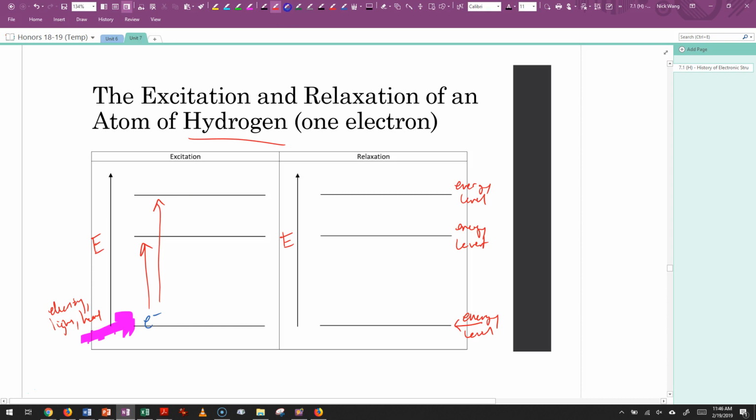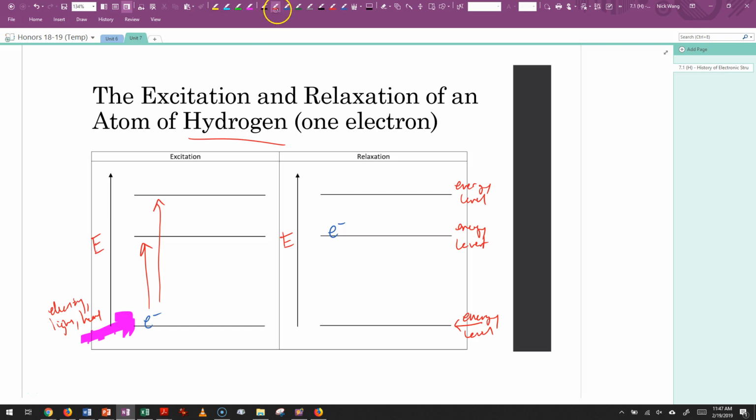Let's take a look at the right side here. So this is going to be what happens as it relaxes. So let's say we have an electron that's up here now. Actually, let's make it consistent. Let's say we have an electron that's right there, right? So what's going to happen is that this energy is going to be released, right? This is the process called relaxation. You can also refer to it as release.